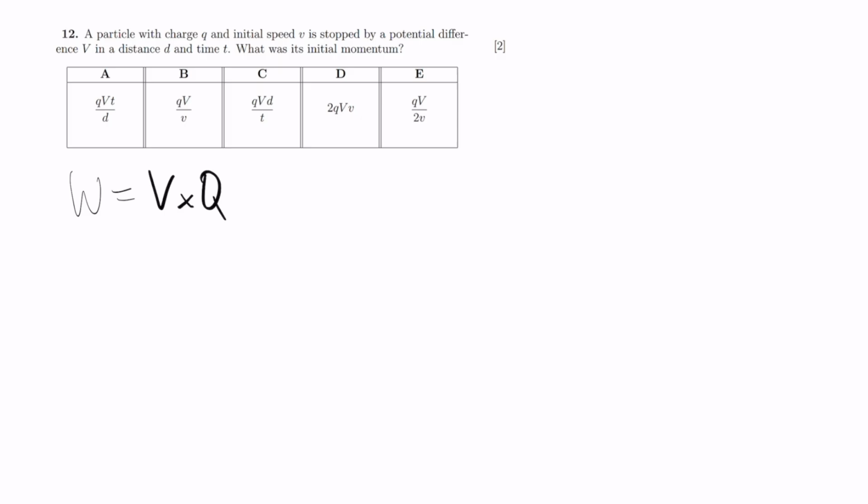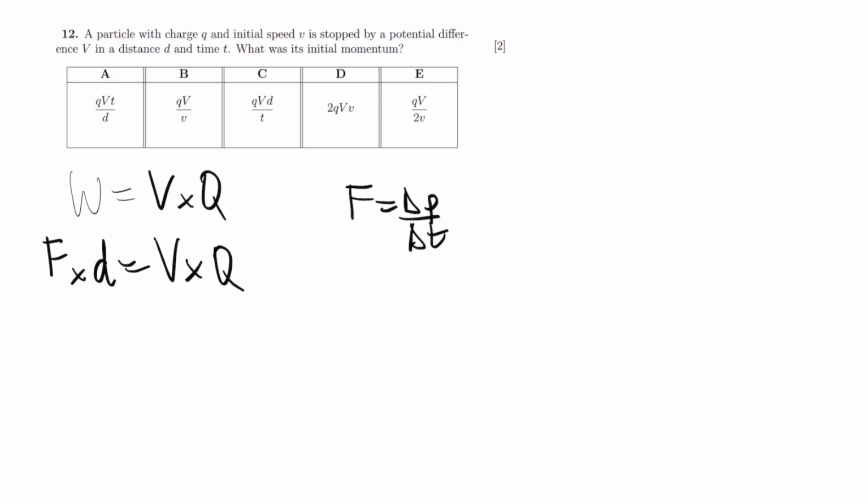So the work done itself, though, if the force is parallel to the direction of motion, which in this case we assume it is, will just be equal to force times distance, which is equal to VQ. Now our force is equal to the rate of change of momentum, delta P over delta T. Because it is fully stopped, our change of momentum will be equal to the final momentum. So all we need to do is find our delta P, which will be equal to F multiplied by delta T. So what would that be equal to?